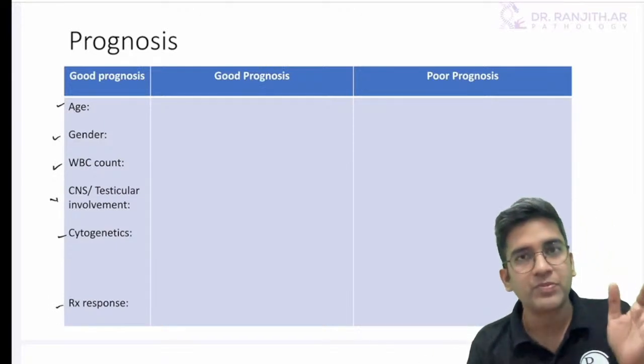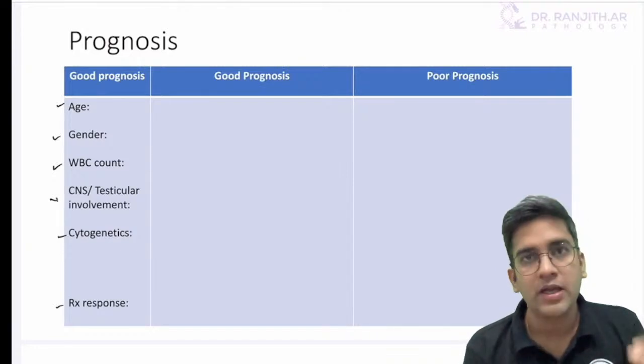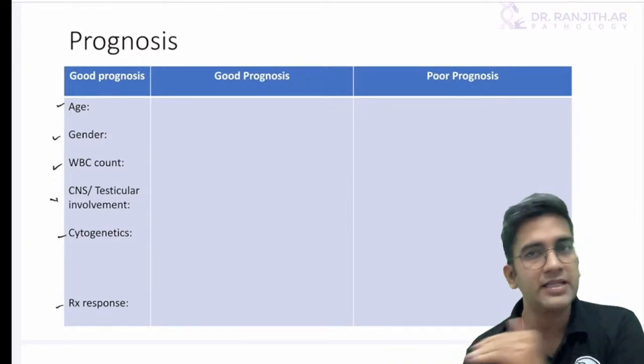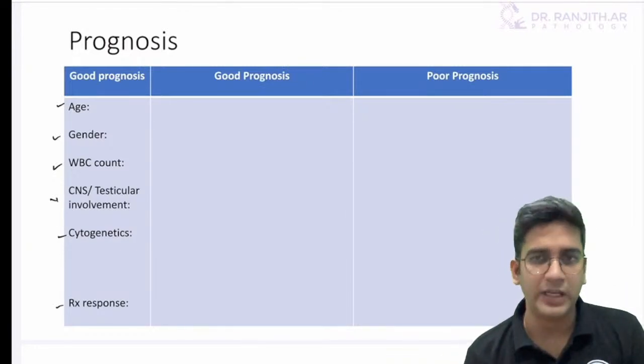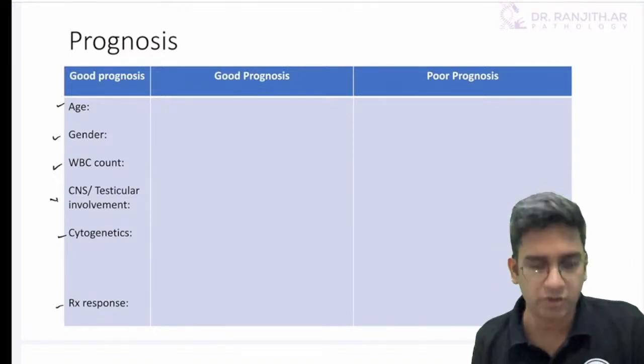In addition to this, B-ALL versus T-ALL we have already discussed. T is definitely worse than B. And we also discussed L1, L2, L3 blasts. L3 blast is definitely worse compared to L1 and L2. You can add that here, but we have discussed it in a different place, so let's leave that for now, right?